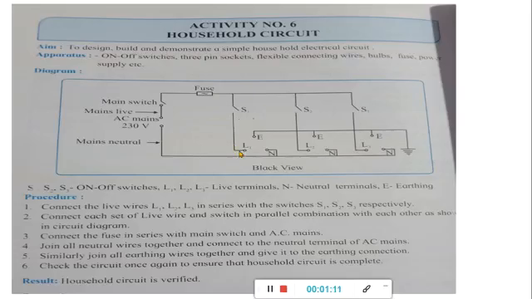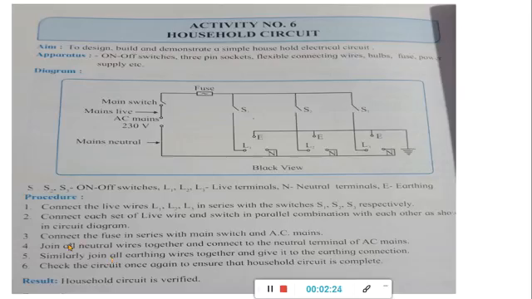Okay, and each set of live wire and switch is in parallel combination with each other, as shown in the diagram. Now the fuse we have to connect in series with the main switch and the AC mains. How is the fuse connected? It is connected in series with the main switch and the AC mains, 230 volts, from where the supply comes. Okay, so how is the fuse connected to the AC mains? In series.